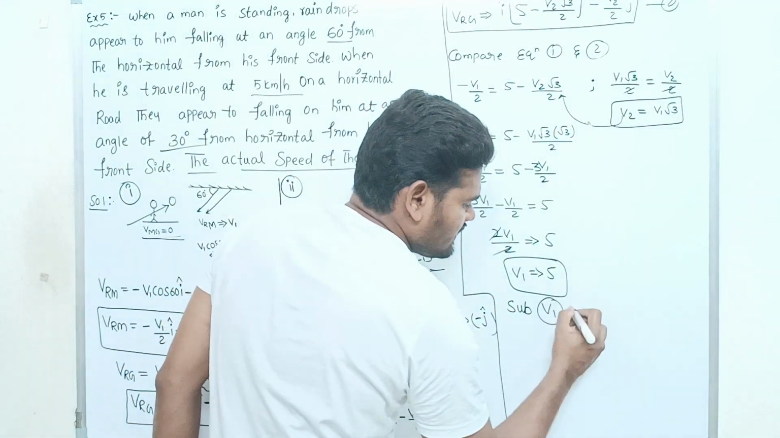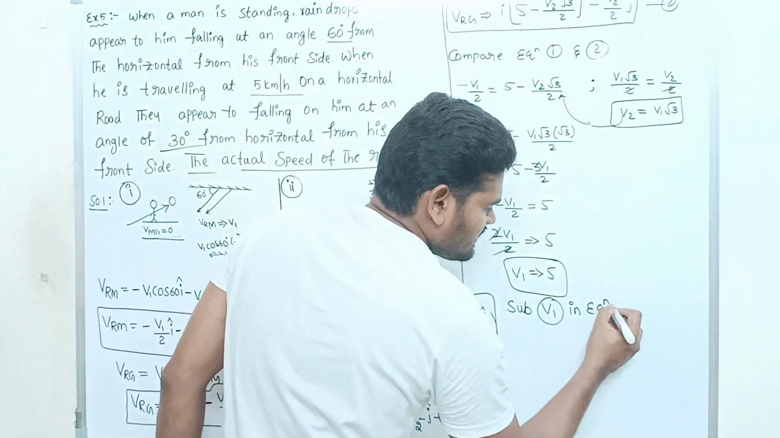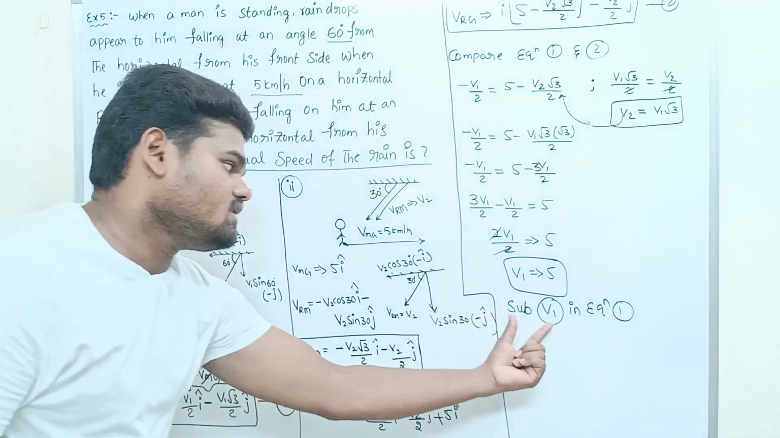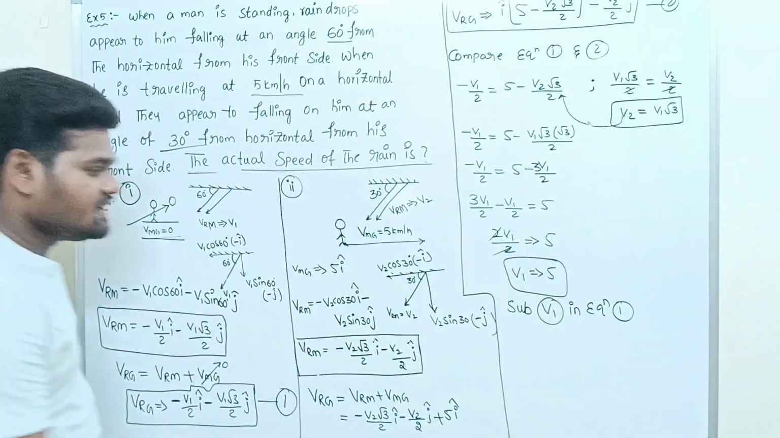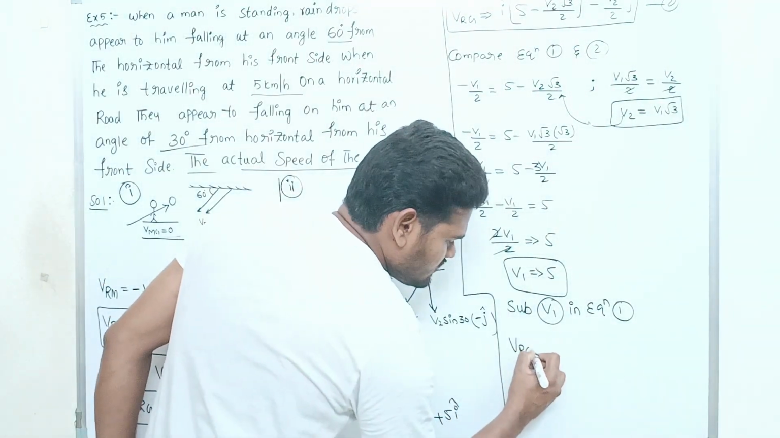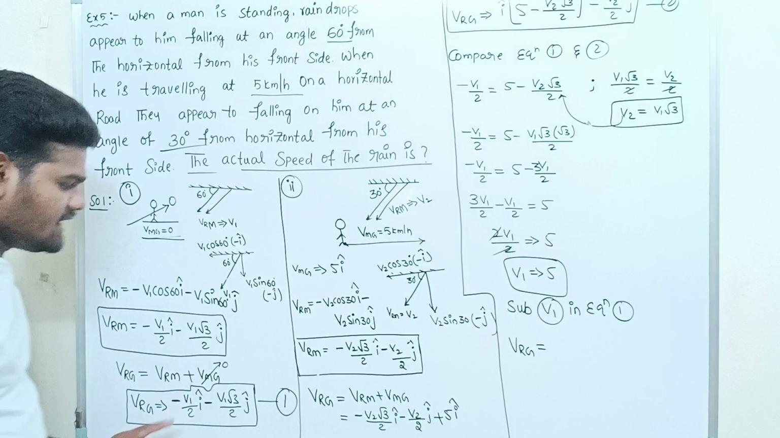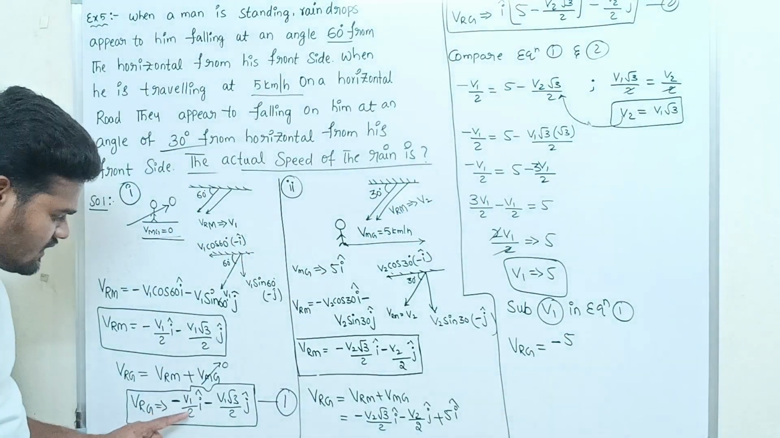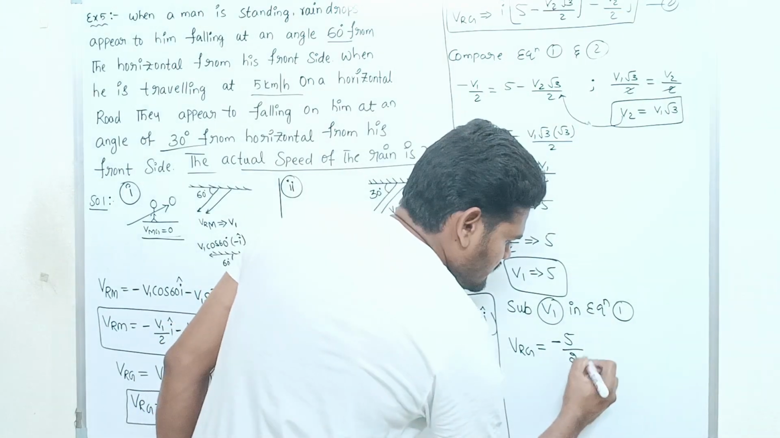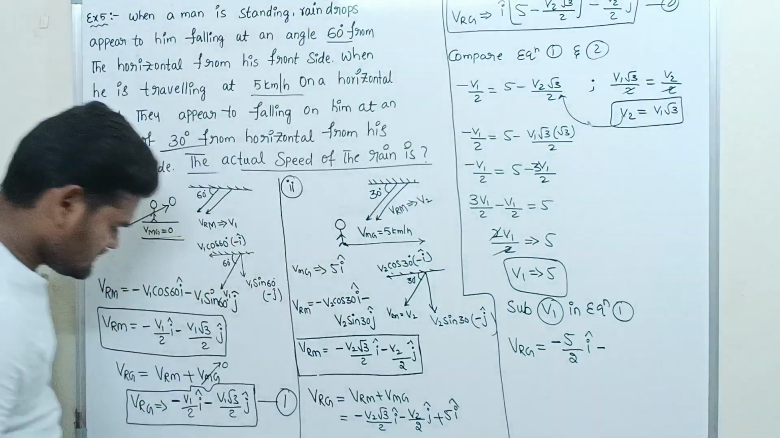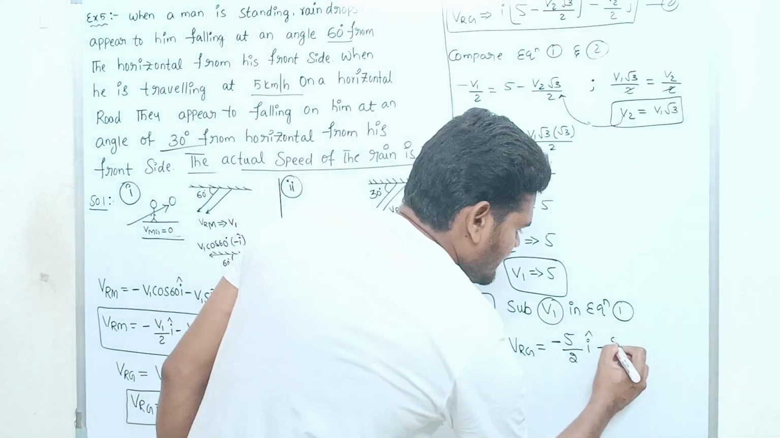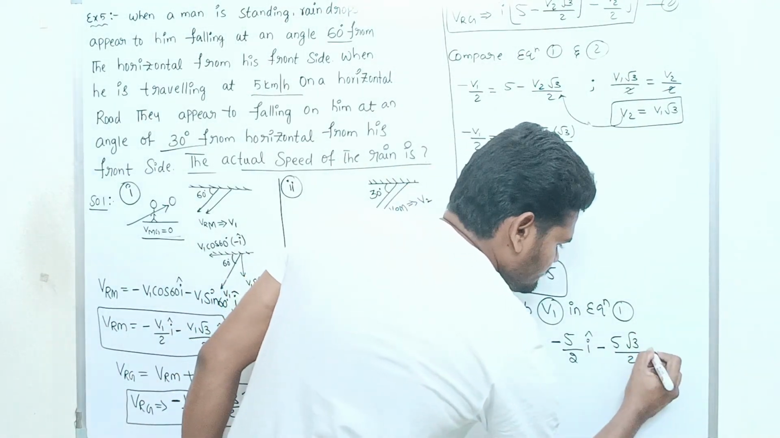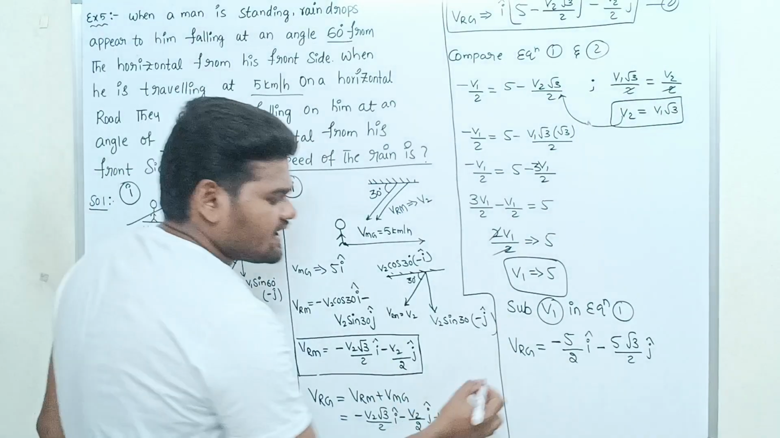Substitute V1 in equation 1. So in this equation 1, substitute the value of V1. So velocity of rain with respect to ground is equal to minus, what is the value of V1? 5 divided by 2 into i cap minus 5 root 3 by 2 j cap. Okay, so just find the magnitude.